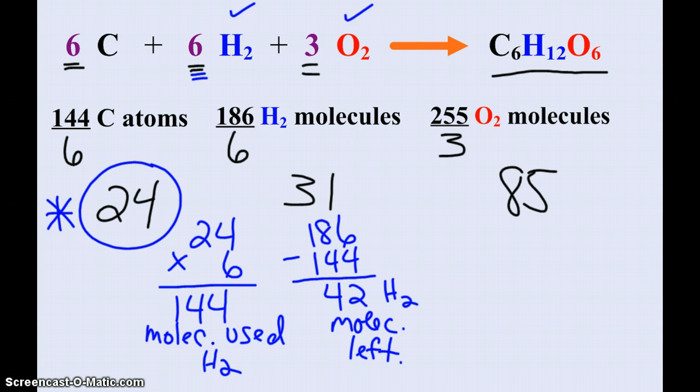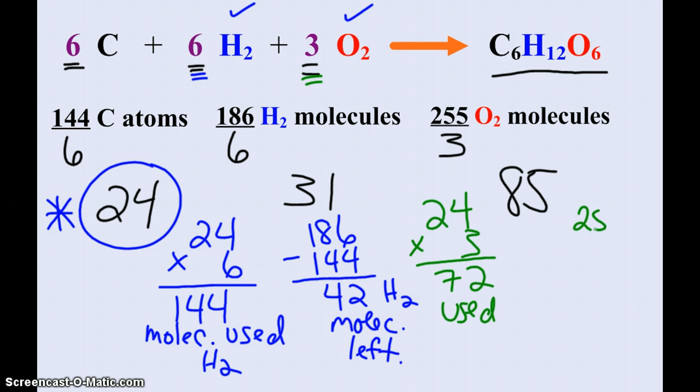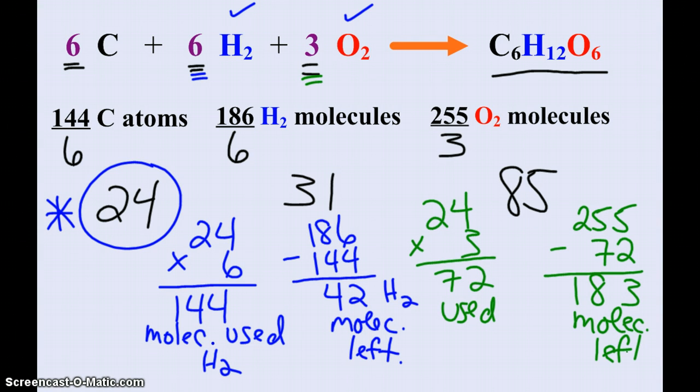Yay. What about oxygen? Well, with the oxygen, each time we made 24 glucose molecules again. Each time we use 3 oxygen molecules. So that's 72 molecules used. We had 255 to start with, so 255 minus the 72 used, we are left with 183 oxygen molecules left. And that's how you do that.